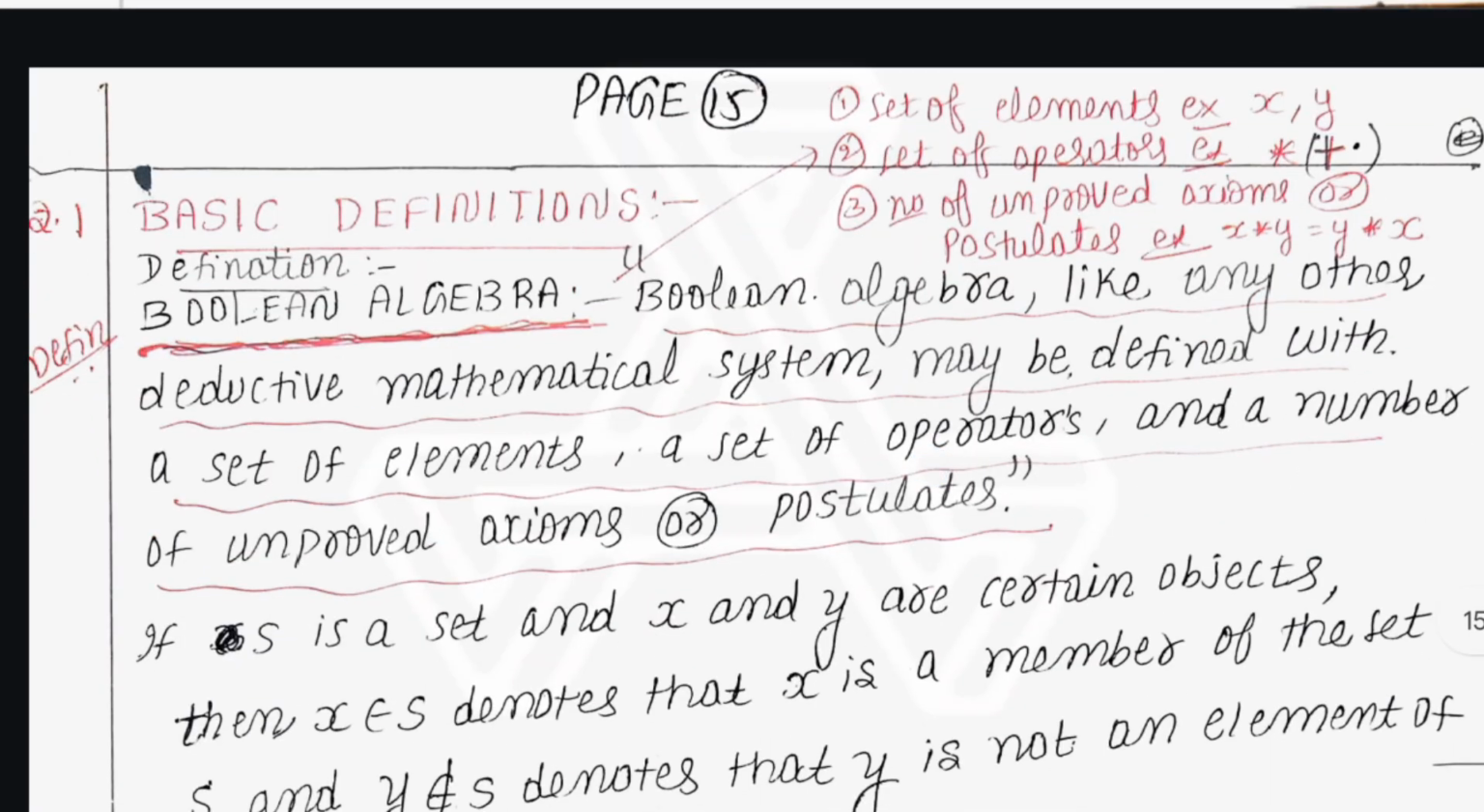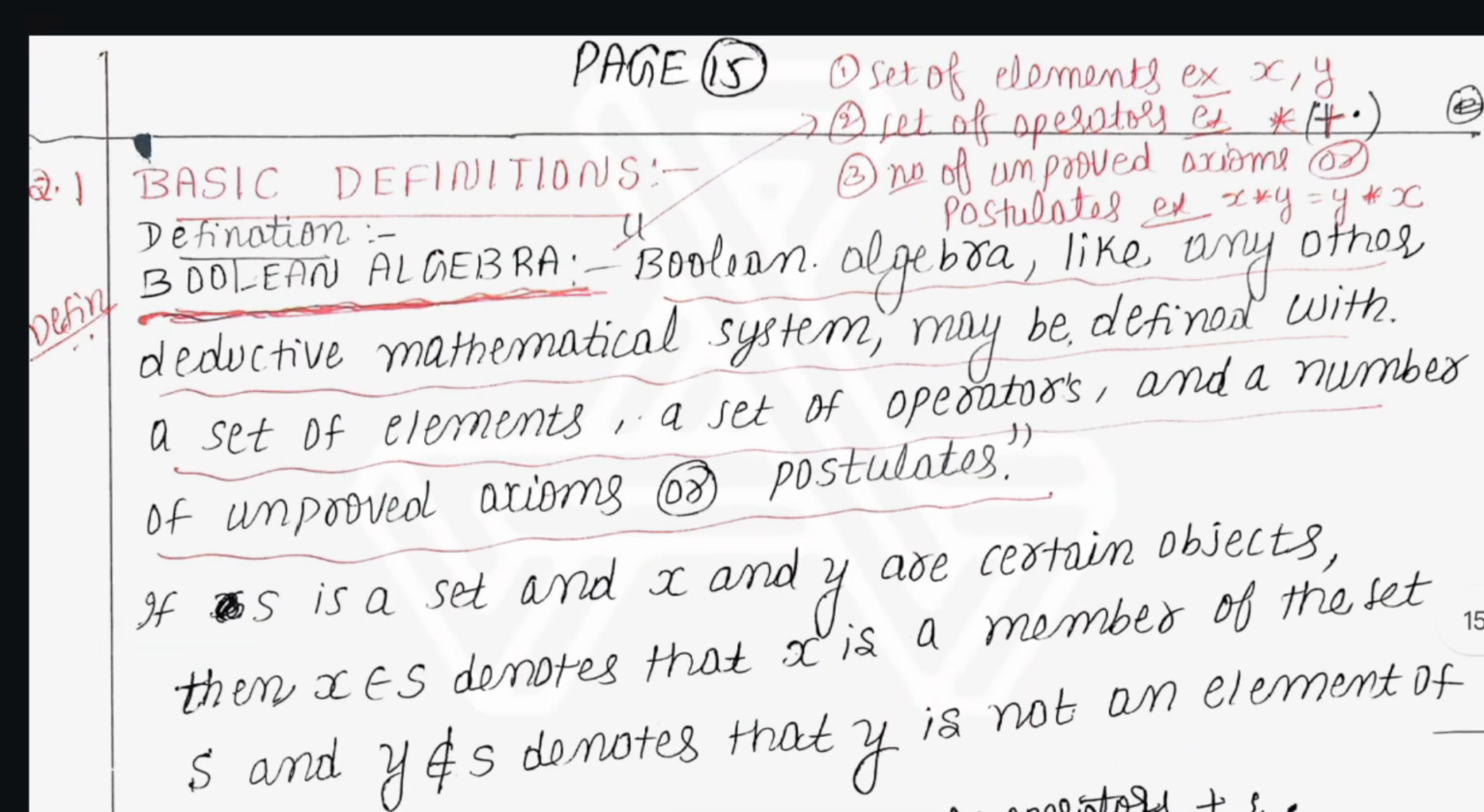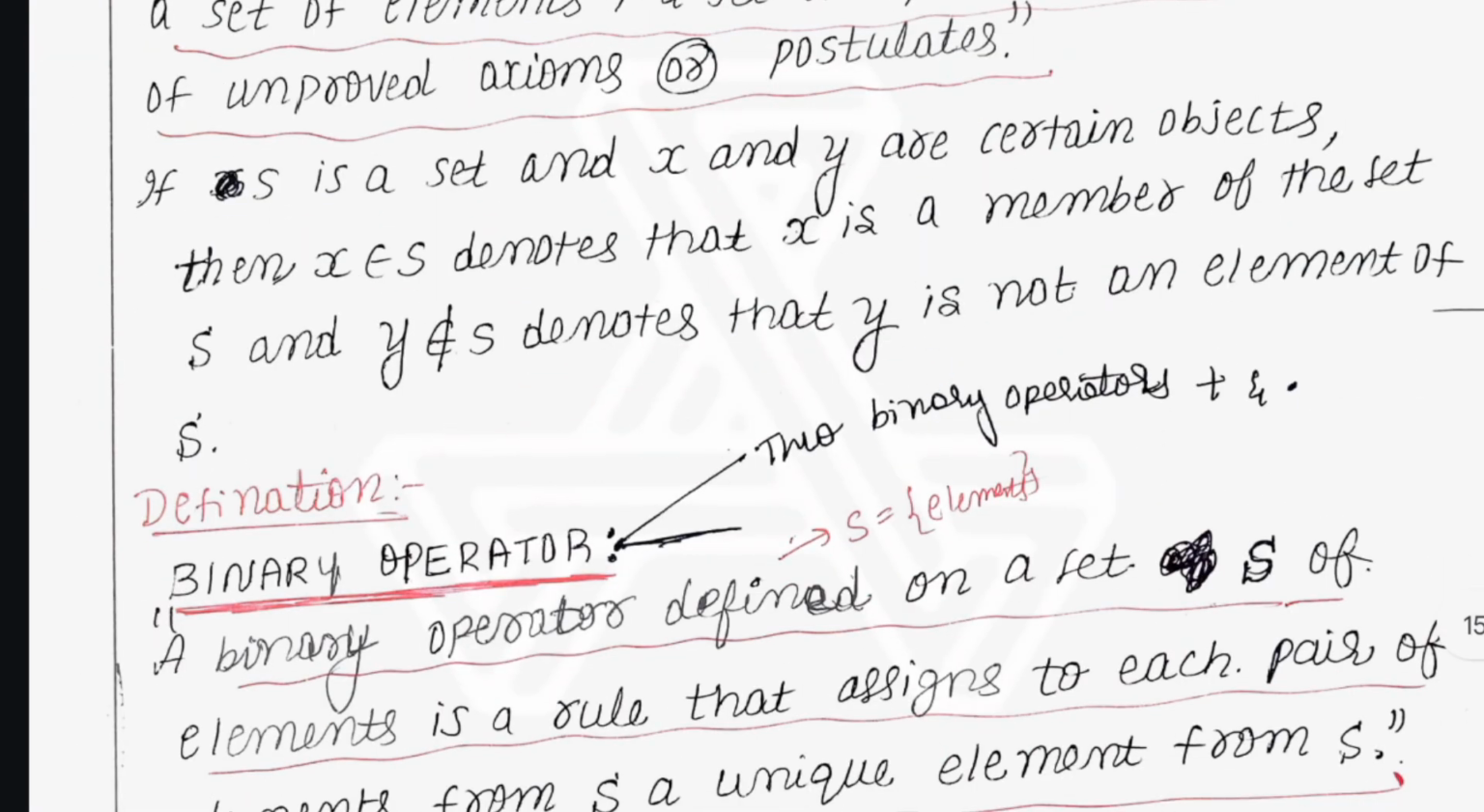Then basic definitions. Boolean algebra, like any other deductive mathematical system, may be defined with a set of elements, a set of operators, and a number of unproved axioms or postulates. Boolean algebra: set of elements, set of operators, and number of unproved axioms and postulates.